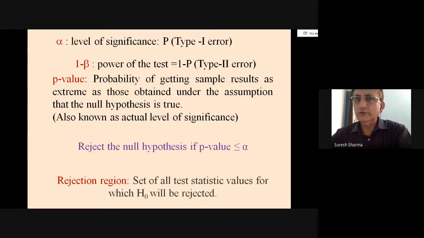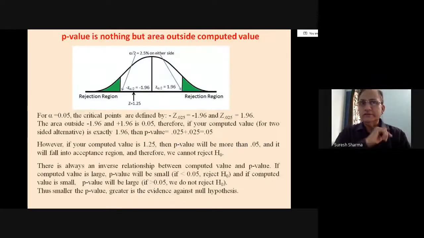So for the time being, you just remember that if the p-value is very, very small, less than alpha, we reject the null hypothesis. But if it is more than alpha, then you do not reject the H0. Then the alternative will be rejected. You have to accept H0, basically, right? Okay, so this is the concept of p-value.